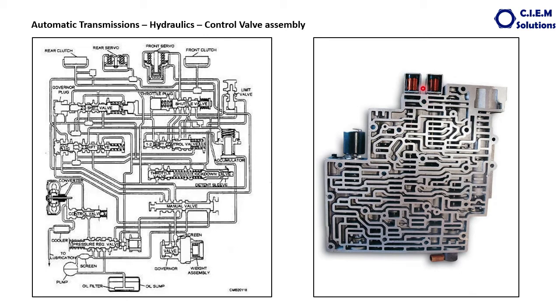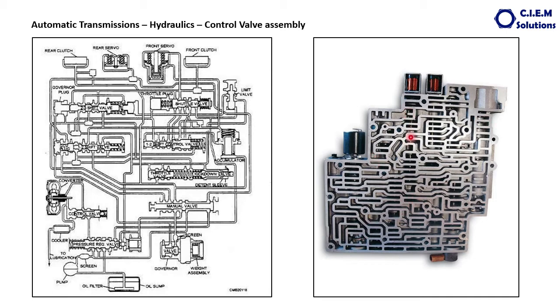These are solenoid valves. The modern control valves will operate purely on the electronic signals through the solenoids. The older version control valves operate through hydraulic movements and mechanical movements. You can see these vertical block components. These are all spools or the valves. This is a valve, this is a valve, there is a valve here, this is a valve here.